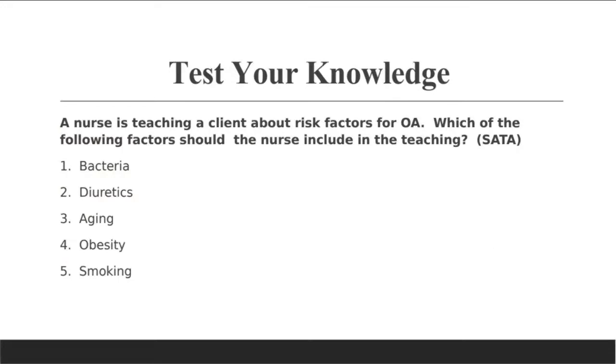All right, a nurse is teaching a client about risk factors for osteoarthritis. Which of the following factors should the nurse include in the teaching? What contributes to OA? Age, obesity, and believe it or not, smoking. So it's aging, obesity, and smoking. Smoking predisposes people to break down their cartilage. Smoking is not a good thing.